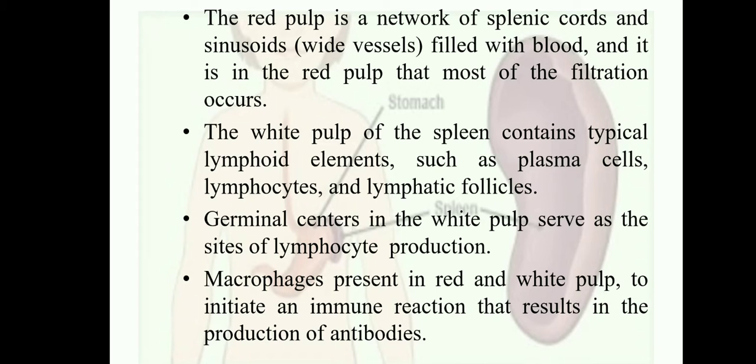The macrophages which are present within the red and white pulp are responsible for initiating the immune reaction which results in the production of antibodies. The most important function of these macrophage cells is that they can act as antigen presenting cells towards the B and T lymphocytes. Means the antigens which are present within the blood are presented by these macrophage cells to the B and T lymphocytes. Then there is the activation of the B and T lymphocytes and the immune response develops.